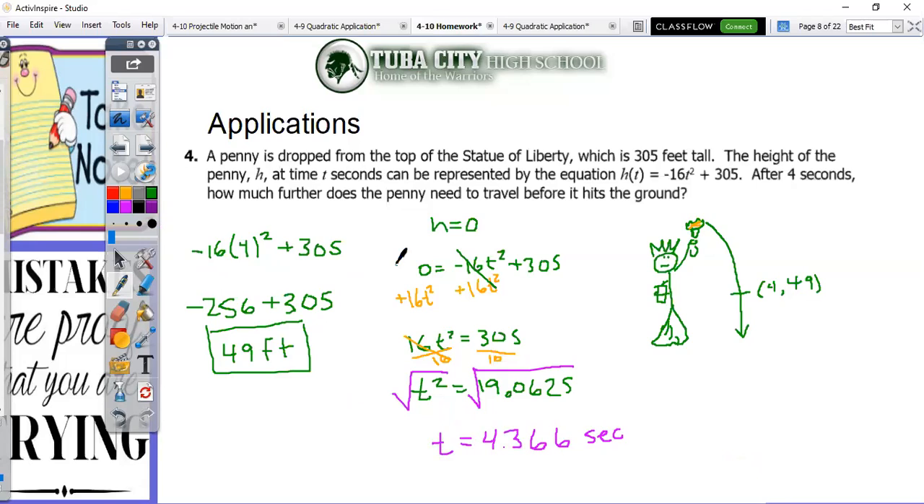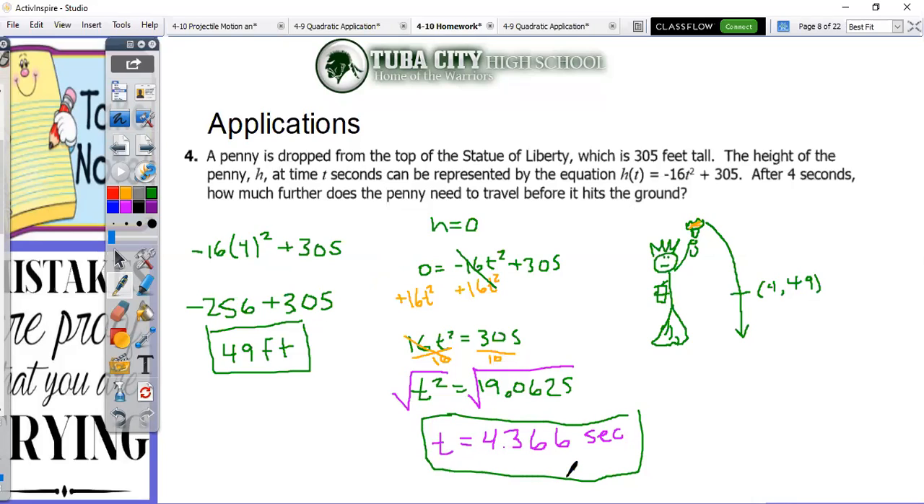All right, so we know the penny is at 49 feet. How much further does the penny need to travel before it hits the ground? So we know where the ground is. So here is the ground.